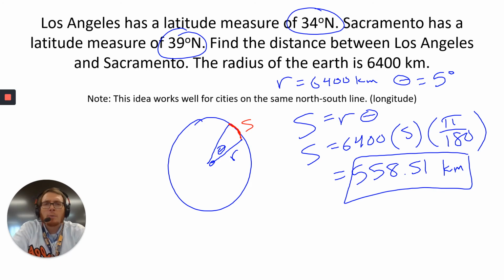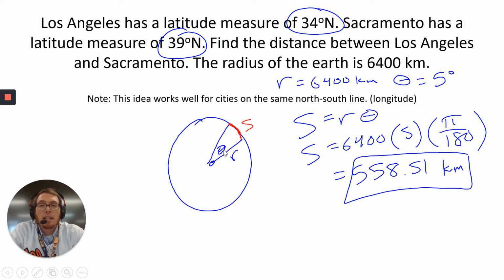This idea works really well with cities that are kind of in line north-south. It would work east-west if you did the same thing, but with ones that line up. So if you look at a map, Los Angeles and Sacramento are basically straight due north and south from each other. One has a latitude of 39 degrees north, the other 34 degrees north, excuse me.